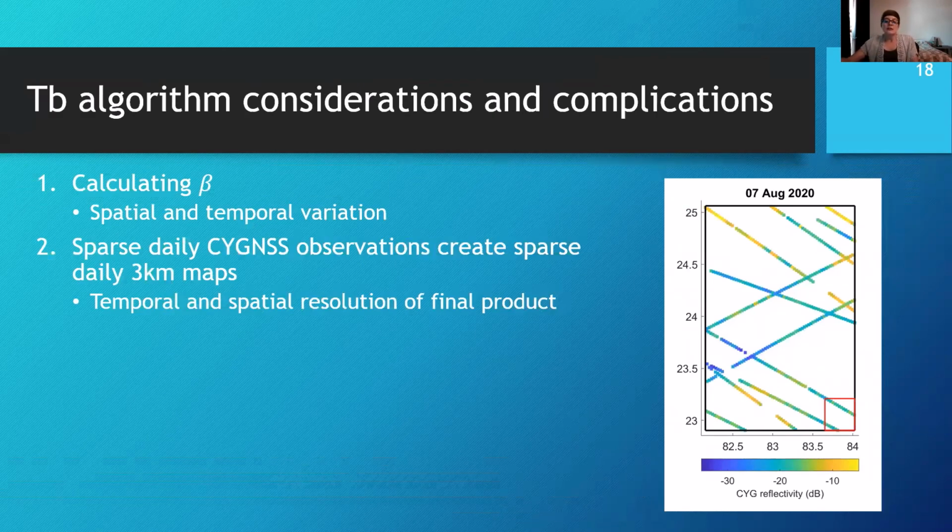We're still in the early stages of developing our brightness temperature algorithm and have many items to consider and complications to resolve. Among these, 2 are particularly noteworthy. Firstly, we are still considering how the slope, or the linear relationship between brightness temperature and Cygnus reflectivity, should vary both spatially and temporally. We may calculate spatially varying slopes at the 36-kilometer scale or at the 3-kilometer scale.